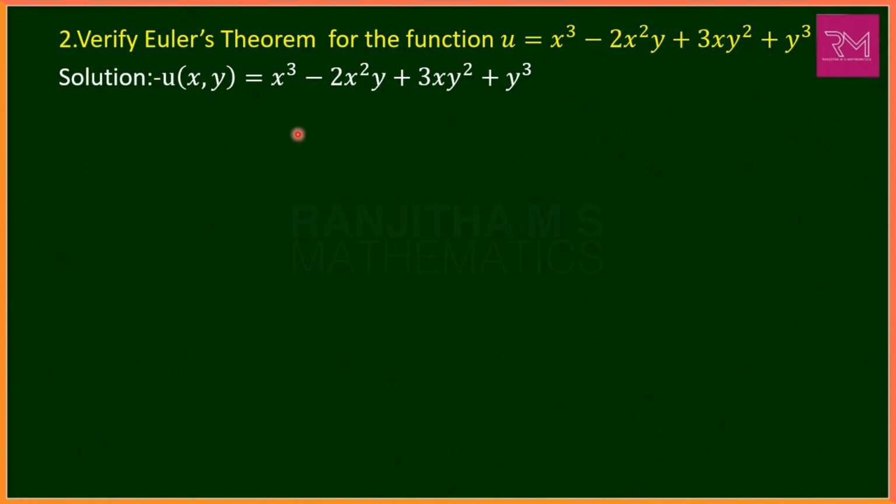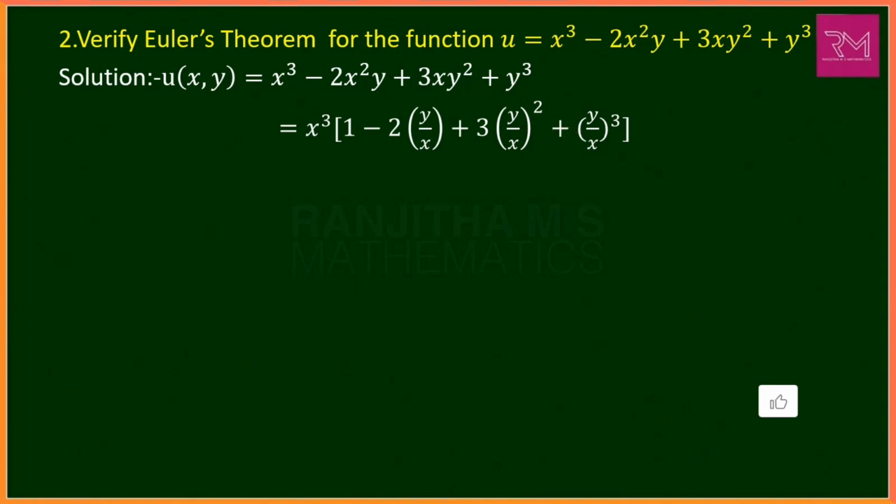For that take x cube as common, we get x cube into 1 minus, here to take x cube as common means here only we have x square term. So multiply and divide by x term, we get x into x square is x cube. Take x cube outside the bracket, remaining is minus 2 into y by x plus here only x term, so multiply and divide by x square. In the numerator we have x cube, so we can take outside the bracket. The remaining is 3 into y by x whole square plus here no x cube term, so multiply and divide by x cube. So we get, if you take x cube outside the bracket, remaining is y by x whole cube.